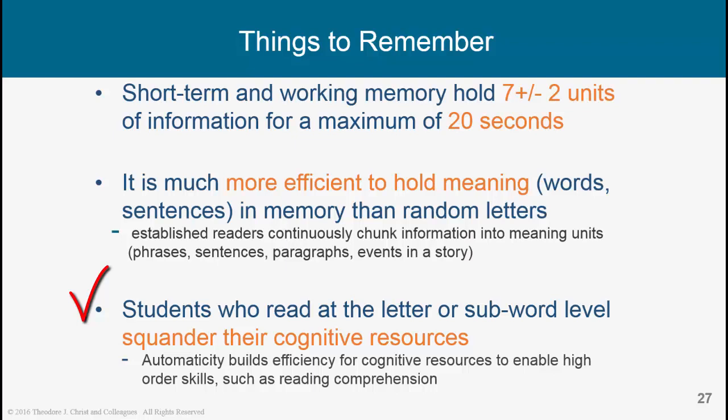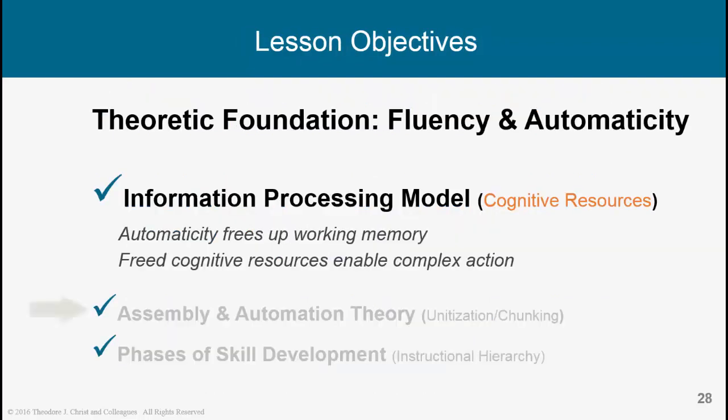So as we're thinking about providing supplemental services to students and we're trying to identify which skill we should target locally, we need to focus initially on basic skill deficits. Many of these skill deficits are indeed related to automaticity. And finally, remember that automaticity builds efficiency for cognitive resources that enable higher level skills such as reading comprehension, which is the ultimate goal in reading. In part 2 of this unit on automaticity, we'll discuss the assembly and automation theory.